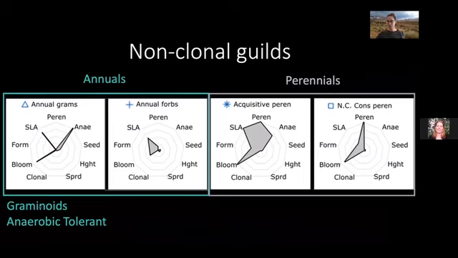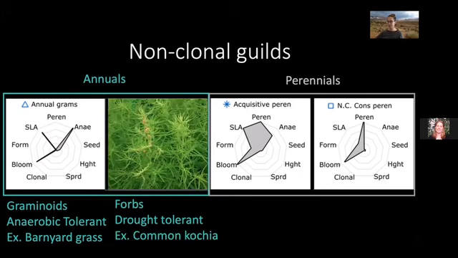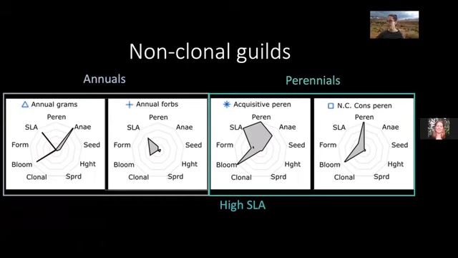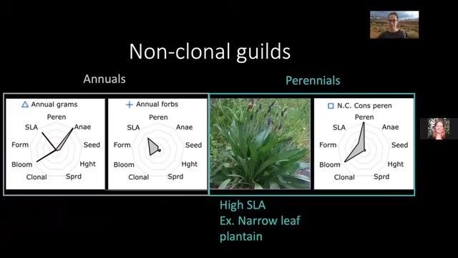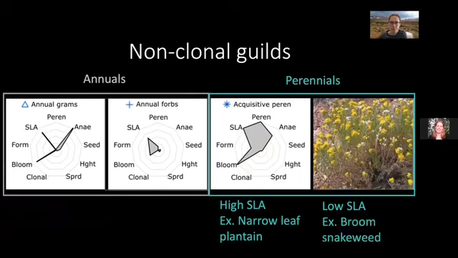So we have annual graminoids, which were anaerobic tolerant, for example, barnyard grass, and then annual forbs that were drought tolerant, for example, common kochia. Now on the perennial side of things, these 2 guilds were differentiated primarily by specific leaf area. So we had a guild of high specific leaf area species. These are the resource acquisitive species. For example, narrow leaf plantain. And then a resource conservative guild with a much lower specific leaf area. And broom snakeweed is an example species in this guild.